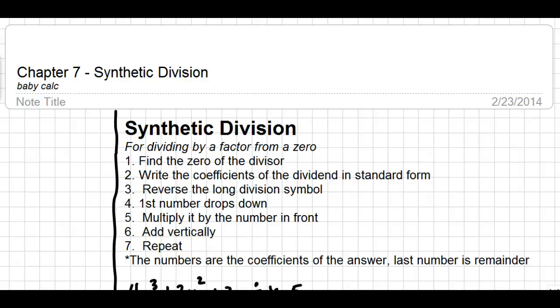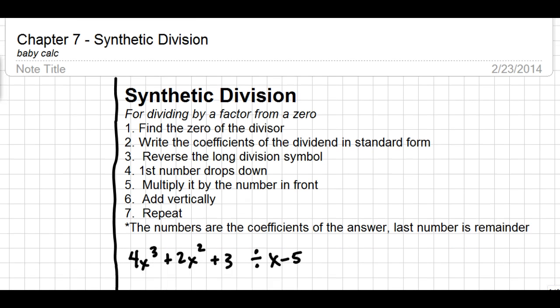This lesson is for FST. It's not actually in the FST book, but it's a supplement to some of the learning we did in Chapter 7. The topic today is on synthetic division. The steps listed for synthetic division are my summary of what we're going to see in the two examples provided here in the video.